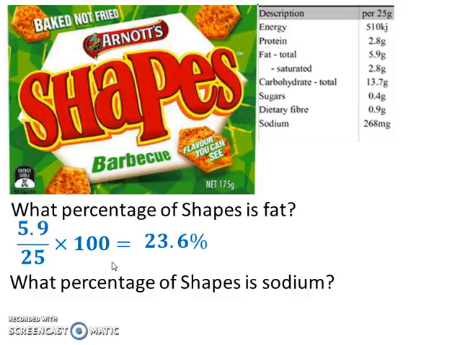What percentage of the shapes is sodium? So sodium is our salt. Now here you can see this measurement is in milligrams, but the total is in grams. We need to have them out of the same unit so that we can compare them. So 1 gram is worth 1,000 milligrams.